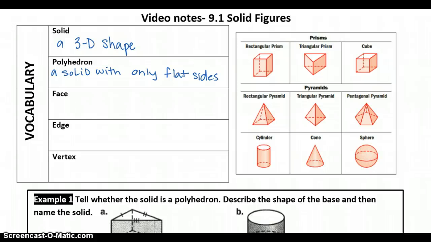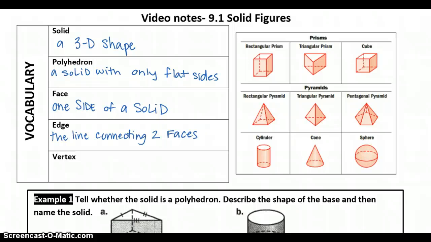So for example, you could think of a six-sided dice. A dice has only flat sides, so it would be a polyhedron. Next, we have a face. A face is just one side of a solid, so think of one of the sides of your six-sided dice. Next, what is an edge? An edge is the line connecting two faces, and the vertex is the point connecting two edges. Think of this as a corner.